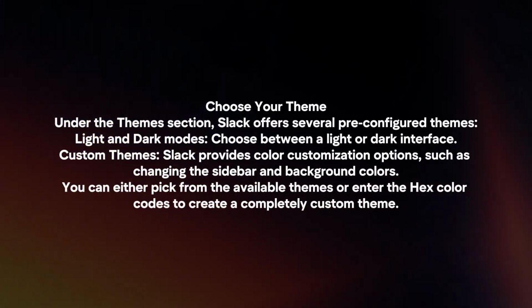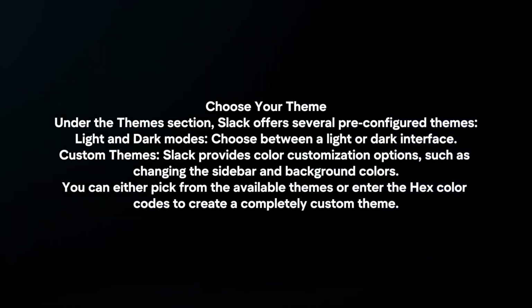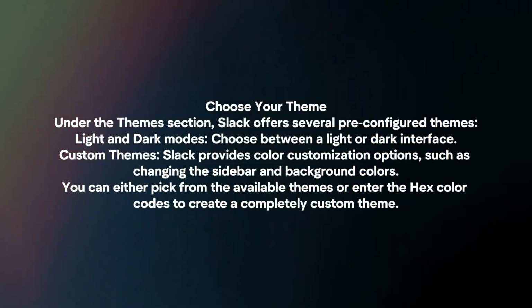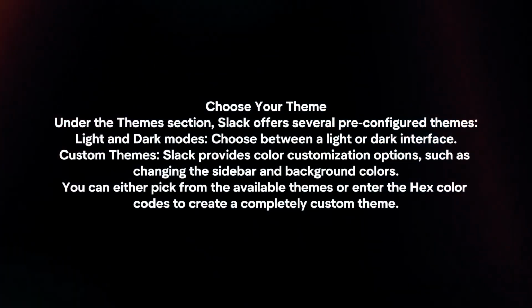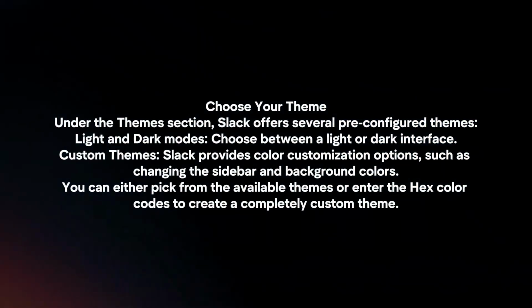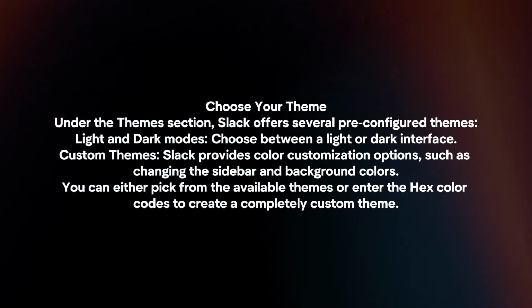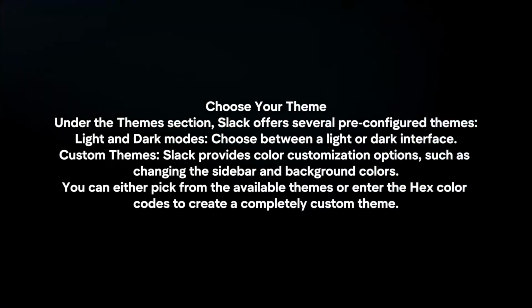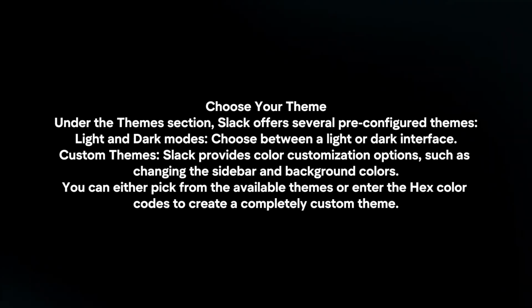Choose your theme. Under the Themes section, Slack offers several pre-configured themes. Light and dark modes. Choose between a light or dark interface. Custom themes. Slack provides color customization options, such as changing the sidebar and background colors. You can either pick from the available themes or enter the hex color codes to create a completely custom theme.